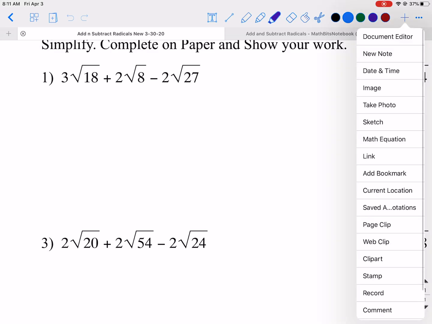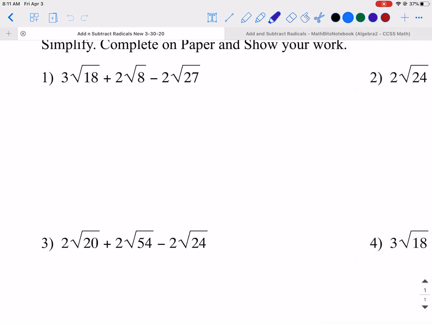I'm trying to get a highlighter, but I can't find it right now. So I'm going to look at my indexes. They're all the same, square root of 2. So then I look at my radicands. Can I combine any of these? Well, looking at my radicands right now, initially I would say no. But more than likely, I have to break these down.